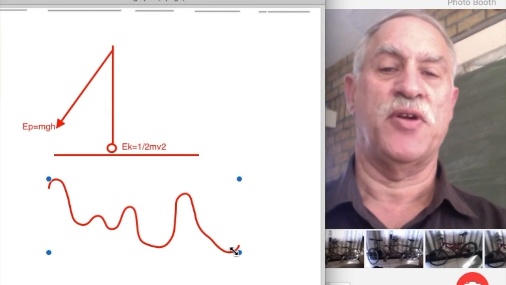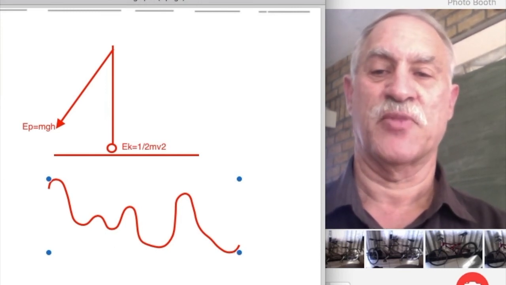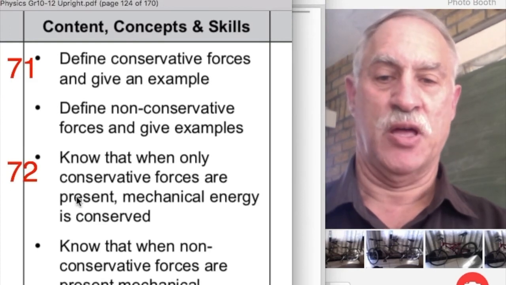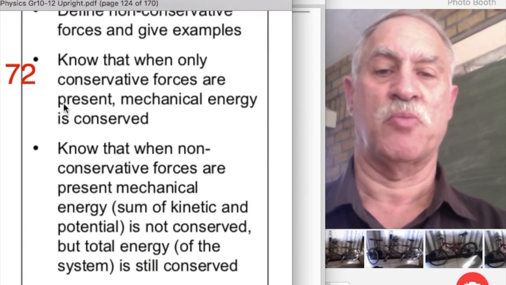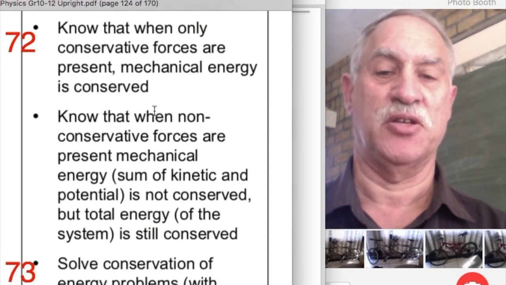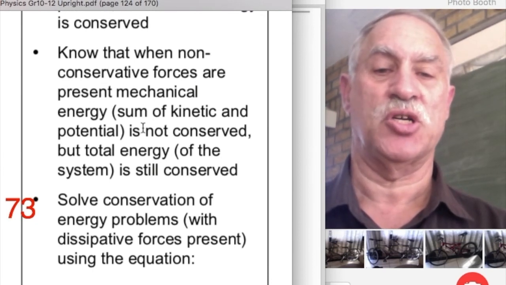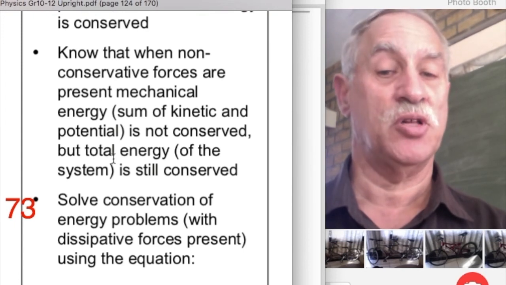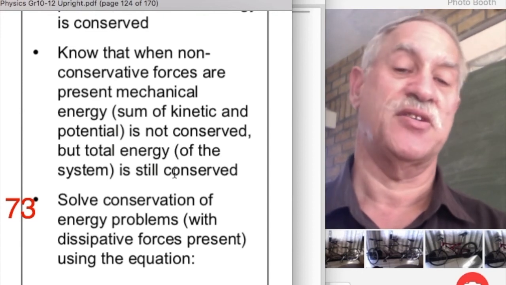So let's just go and have a look at the syllabus again. Know that when only conservative forces are present, mechanical energy is conserved. Well, we've seen that in the case of a pendulum. Know that when non-conservative forces are present, mechanical energy, the sum of kinetic and potential, is not conserved, but the total energy of the system is still conserved. So some of the mechanical energy got converted into heat due to friction.